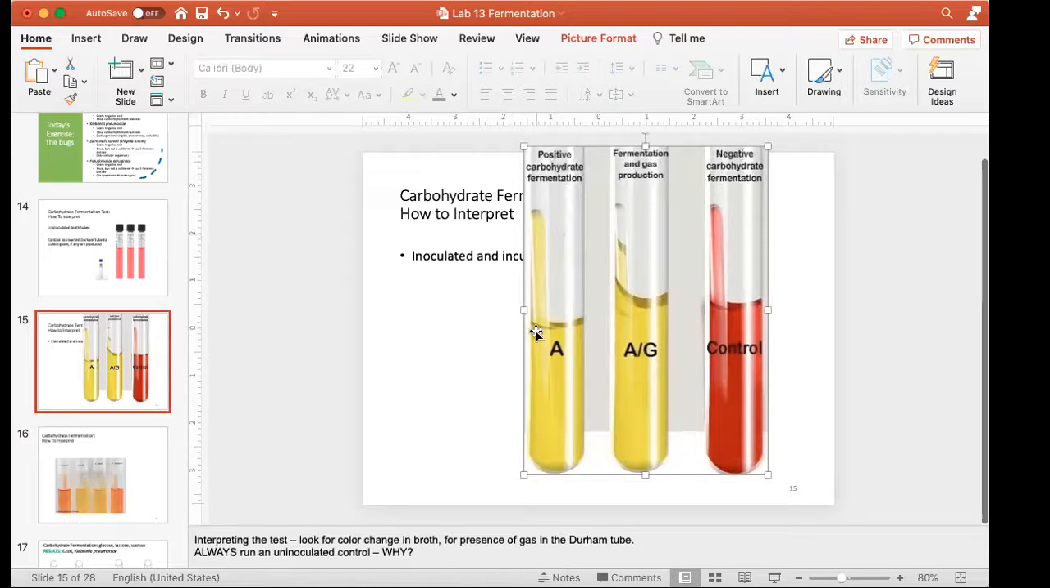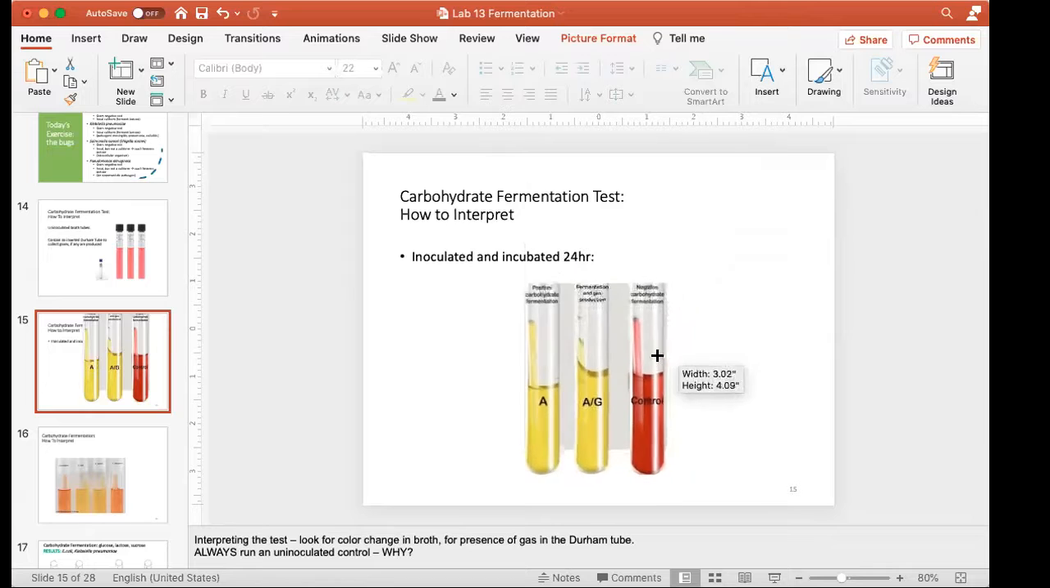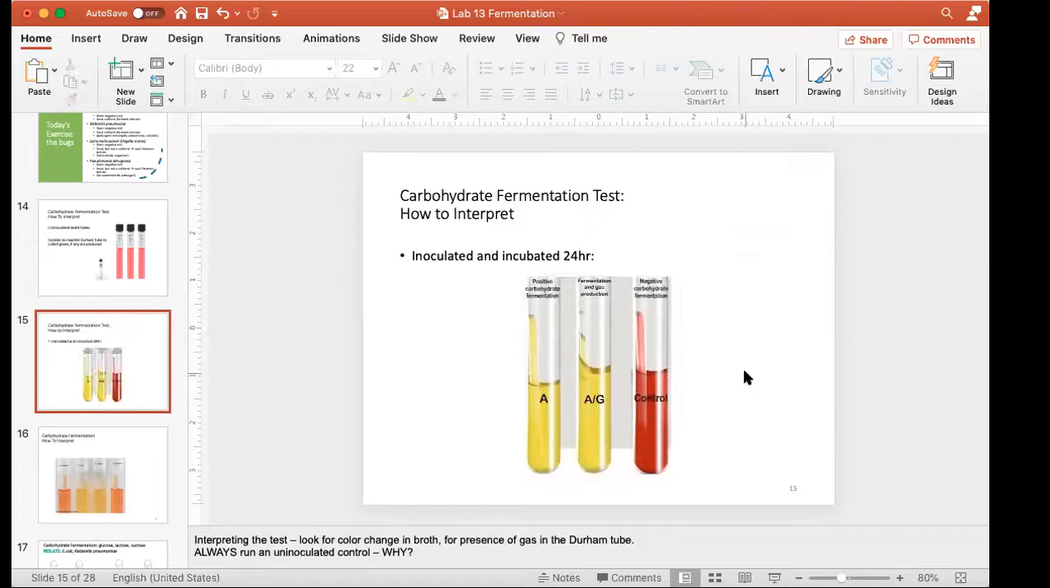Over here, it had the yellow liquid all the way up to the top of the tube. And in here, the yellow liquid has been displaced. It's been moved down because there's a big gas bubble right here. Remember, there are two common gases that are produced during fermentation. One of them is carbon dioxide, and the other one is hydrogen gas.